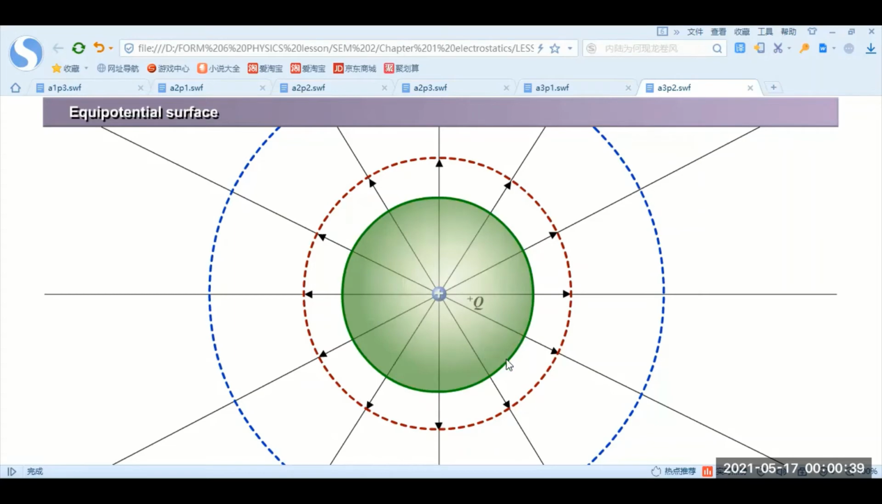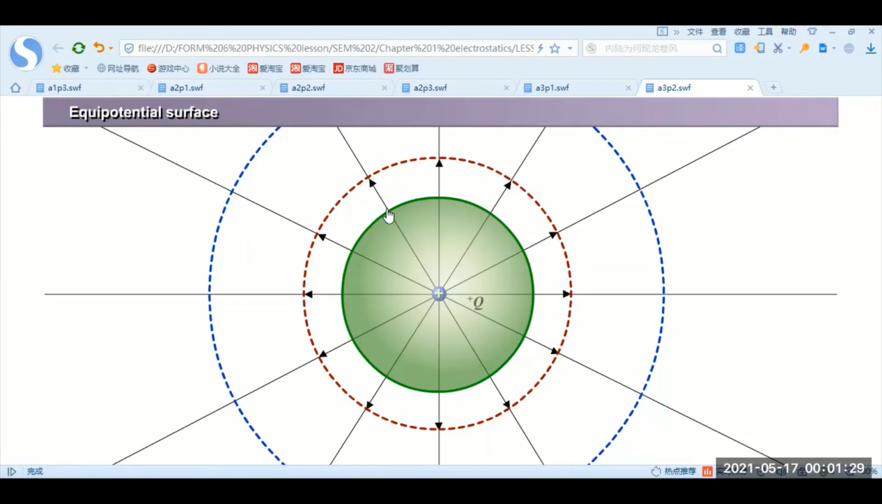That means that at the boundary of the green line, each point on the green line has the same distance from the positive charge. That means the same distance, the same radius of the sphere, of the green circle. So we call that, at any point on the green line, for example the first point, the second point, will have the same potential surface. So all of the green line has equal potential.